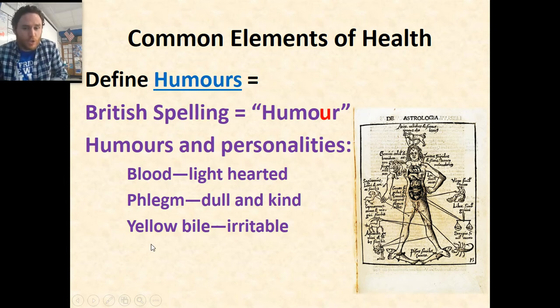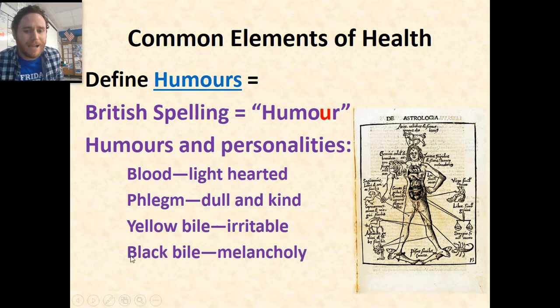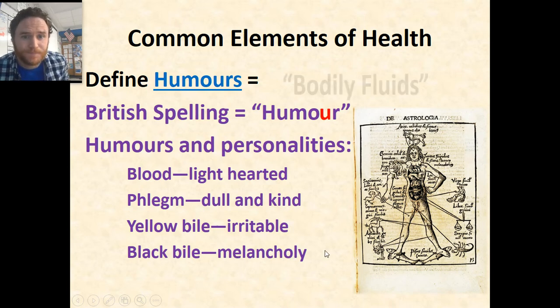Yellow bile produced by the spleen or the liver would make you more irritable if it was not at the right balance. And the black bile, produced sometimes by the liver, because they thought the liver was the most important organ. It is the biggest organ down there. They didn't quite have the medical knowledge that we have today. The black bile, if it was too unbalanced, would create melancholy, meaning deep sadness.